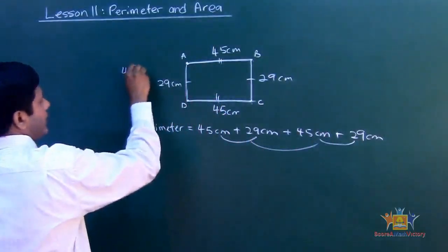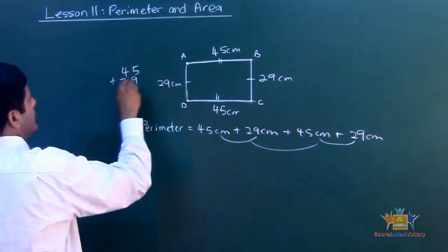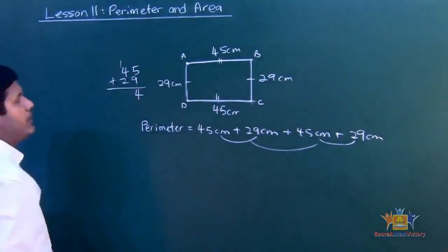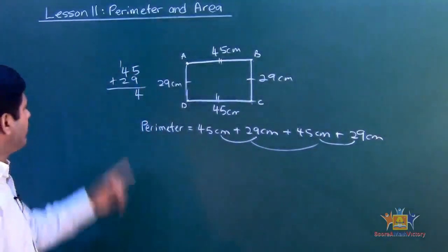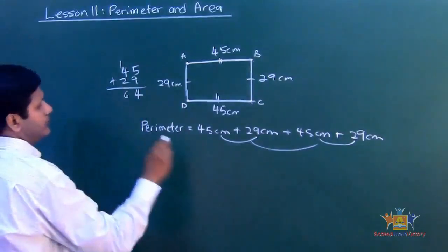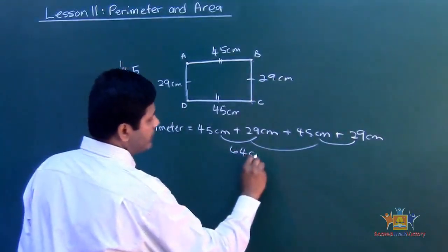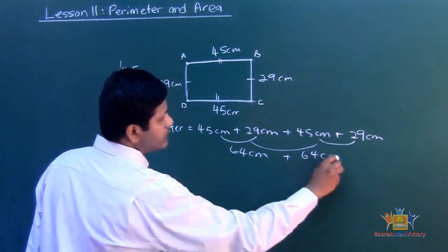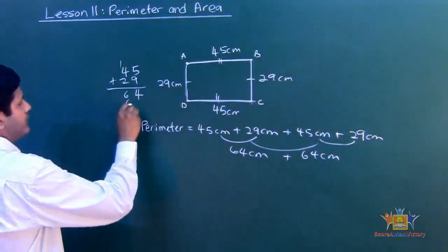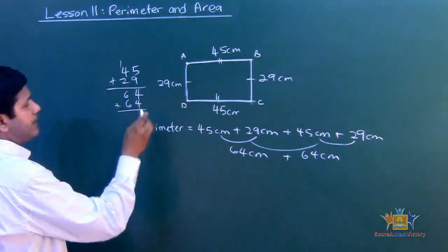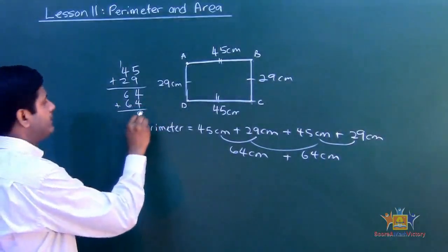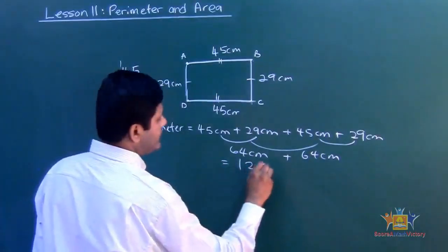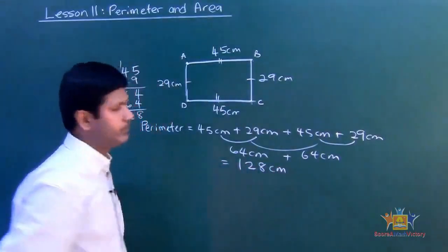So 45 plus 29, 5 plus 9 is 14, 4 carry 1, 1 plus 4 is 5, 5 plus 2 is 7. So that gives me 74 centimeters, and this is going to be the same, plus 74 centimeters. And then I'm going to line up 74 and 74, and I'm going to add them. 4 plus 4 is 8, 7 plus 7 is 14. So that gives me 148 centimeters.